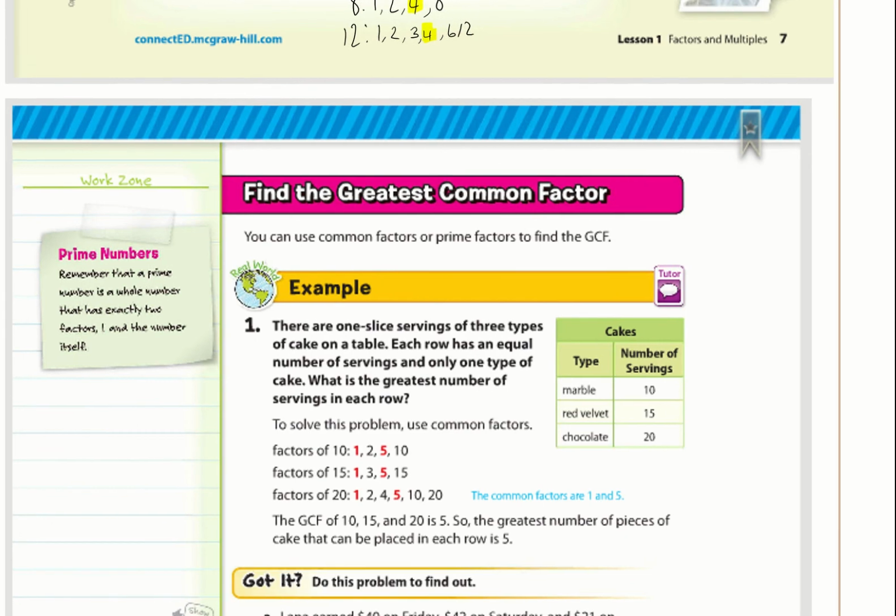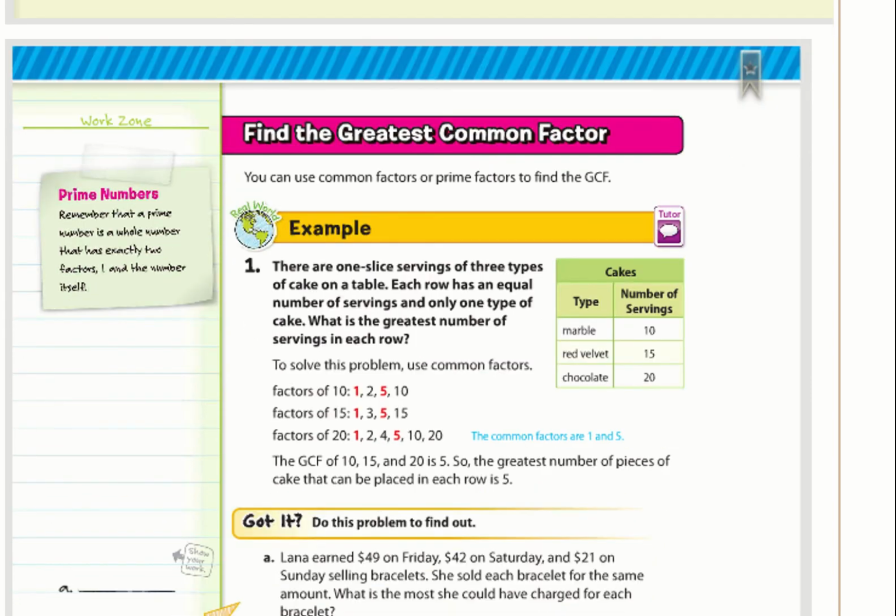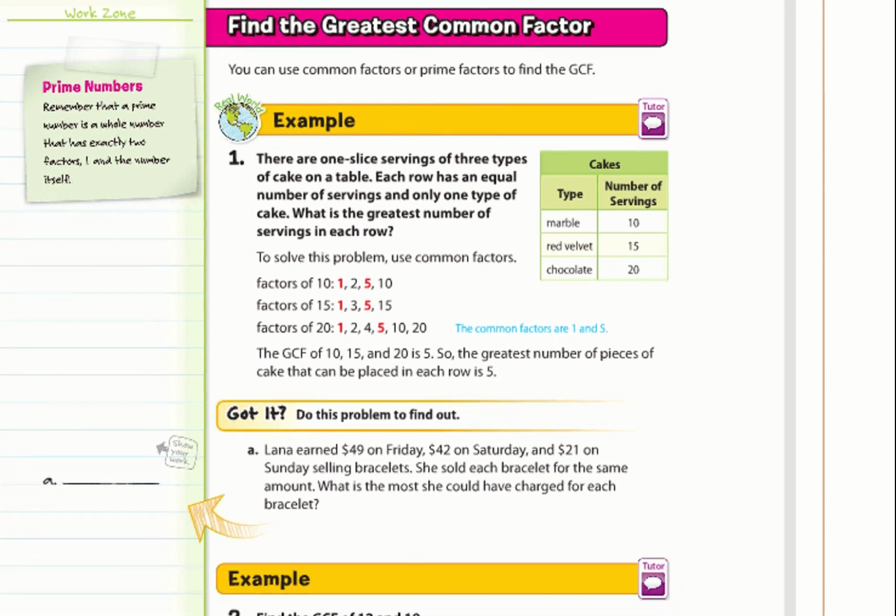So we're going to first practice finding the greatest common factor. There are 10 slice servings of 3 types of cake on a table. Each row has an equal number of servings and only 1 type of cake. What is the greatest number of servings in each row? To solve this problem, use common factors.